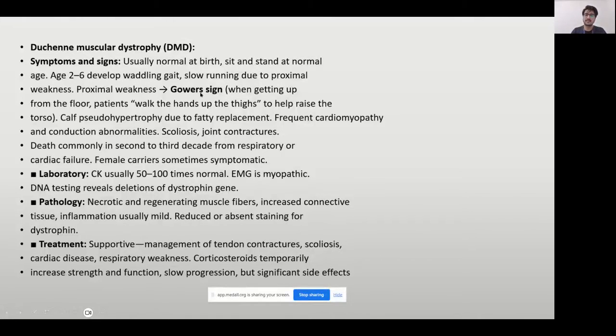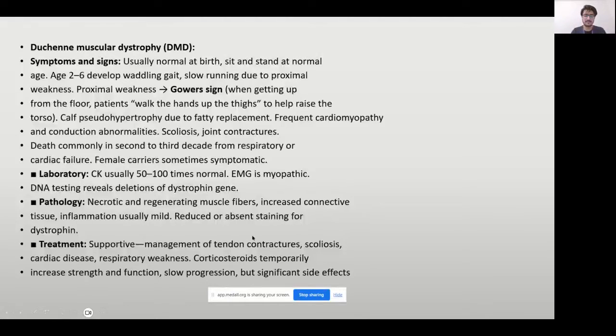It's called Gower sign. That predominantly shows as a proximal weakness, and frequent cardiomyopathy and conduction abnormalities are seen. Death usually takes place by the second or third decade from respiratory and cardiac failure. Laboratory investigation will show CK 50 to 100 times normal. EMG may show myopathy. And of course, the histopathology will show necrotic and regenerating muscle fibers and increased connective tissue, and inflammation is usually mild.